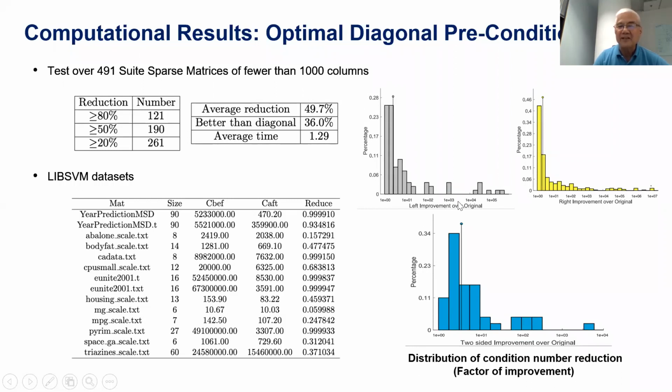This is using left diagonal. With the matrix, you can dramatically reduce the condition number, by 99%. This is the right one, which is the matrix traditional people use on the right. So the condition number of the matrix you can dramatically reduce. We find some reduction actually up to 99%.